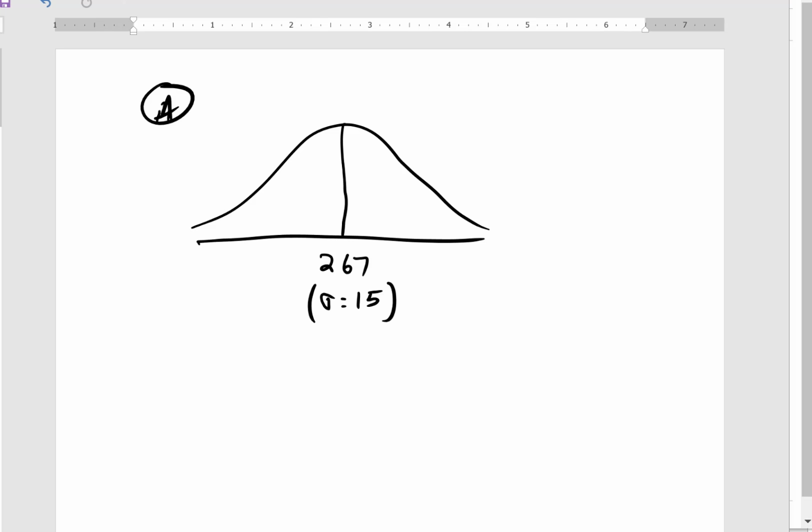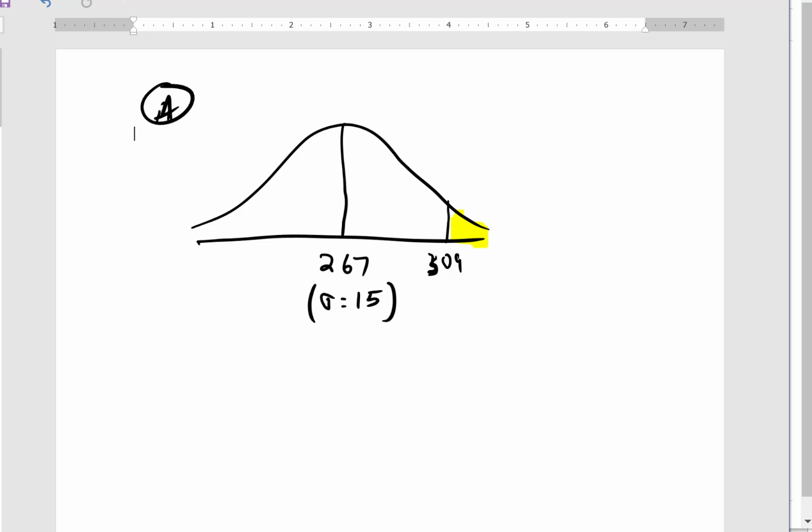Okay, so I went ahead and put the mean and standard deviation. It says longer than 309 days, so somewhere over here to the right of 267, 309. And let's shade, why don't I use this nice little yellow? I'm looking for this part here, the yellow shaded, to the right of 309. So how are we going to do this?